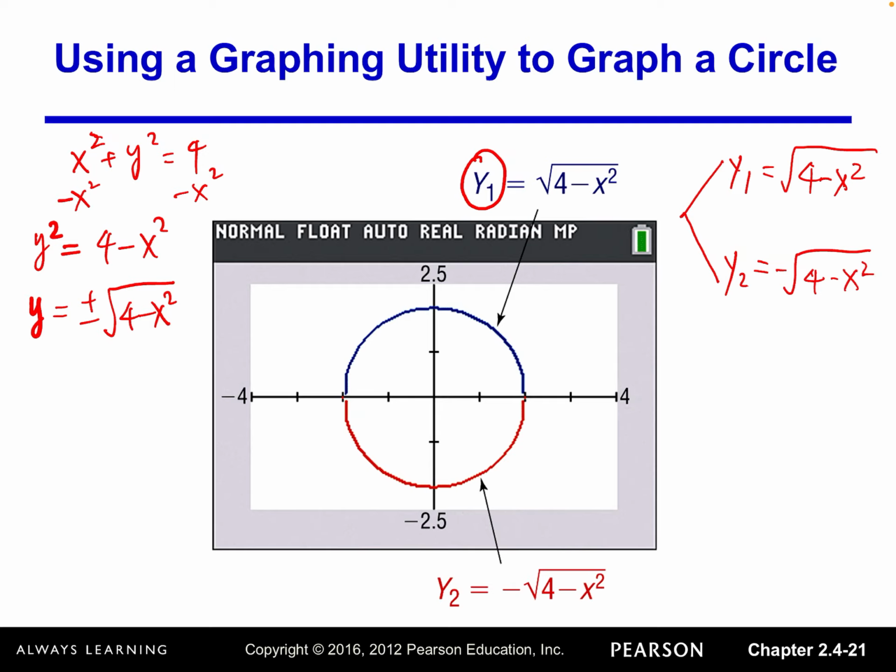And then we plot both y1 and y2 on the calculator screen, and then we get the circle. Okay, because that's plotting 2 different functions. So one has a blue color, the top half of the circle has a blue color, and then the bottom half circle has the red color. All right, so that is the whole section about the circle we finished today.